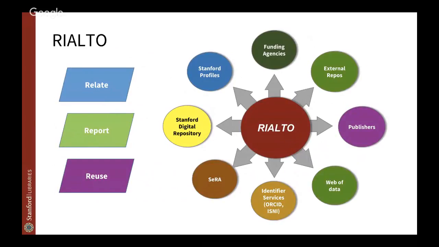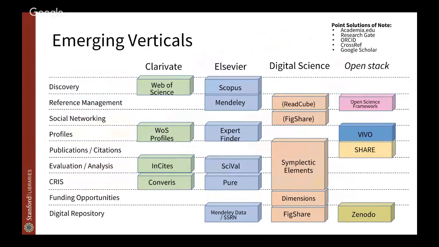So this is just another visualization of the various connectors that we envision being part of Rialto, and an overall view of the landscape in this area. This notion of research information management, research analytics, and so on encompasses different levels, whether it's discovery of information or the managing of references or some social networking component, a public profile system, a system for managing funding opportunities, repositories. And then what we've done here is showed some examples of vendors like Clarivate and Elsevier and Digital Sciences, and solutions that they're trying to provide in this area. Now, we're most interested in the open stack over there on the far right, which is non-proprietary and allows us to collaborate with other institutions to serve these needs.